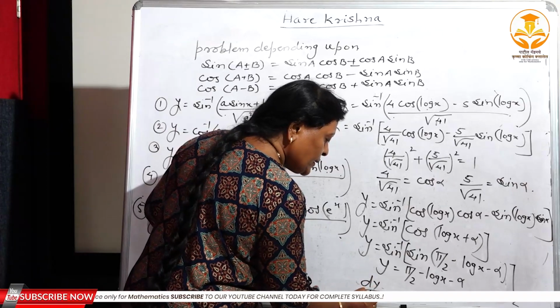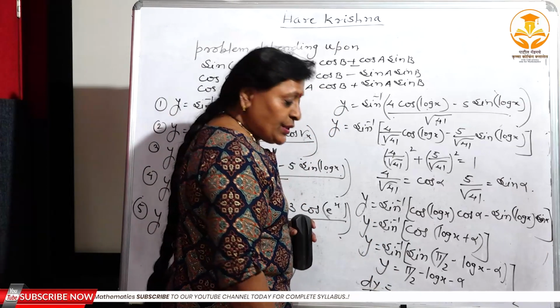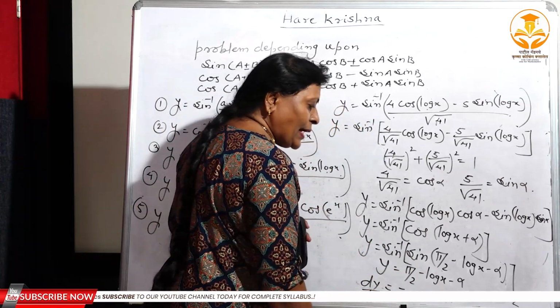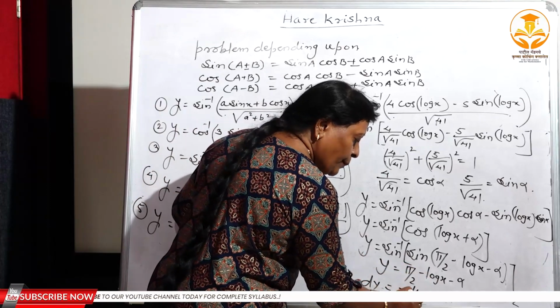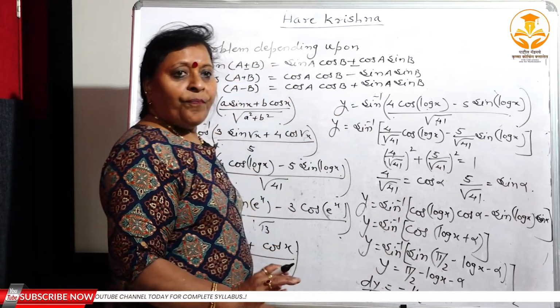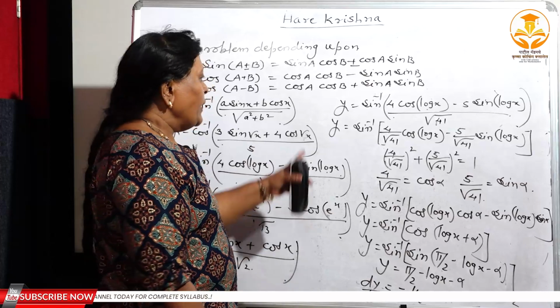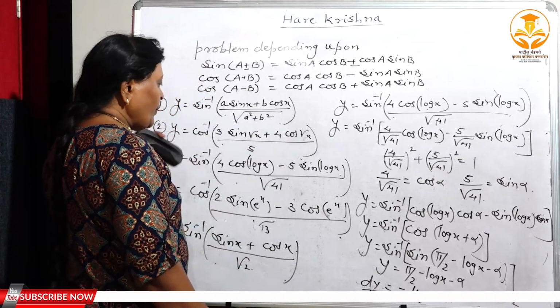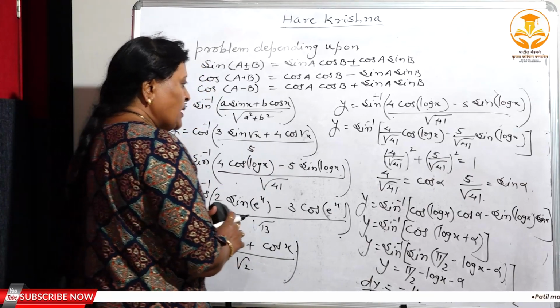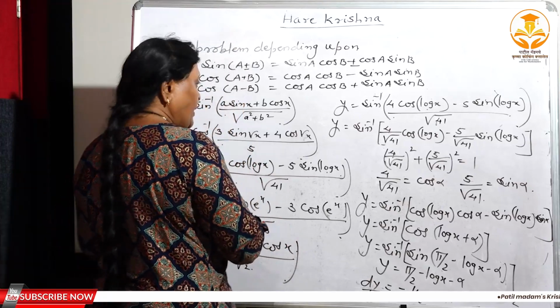Therefore dy by dx, the derivative of pi by 2 is 0. Again minus sign remains as it is. The derivative of log x is 1 by x, and the derivative of alpha is always equal to 0, right? This is about the third one, right? In the same way, I will take the fourth one.